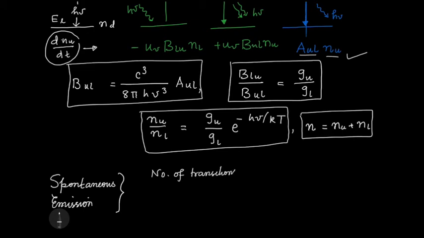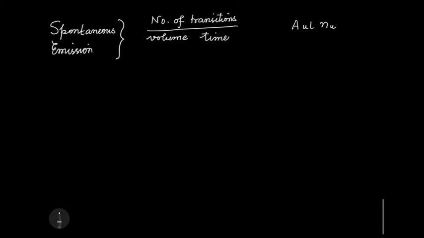So the number of transitions per unit volume, because these are number densities, and per unit time is given by A_UL N_U. So these many transitions are there. Remember that we have also assumed isotropy, so these transitions are emitting radiation isotropically everywhere.